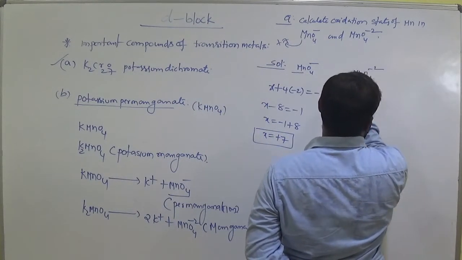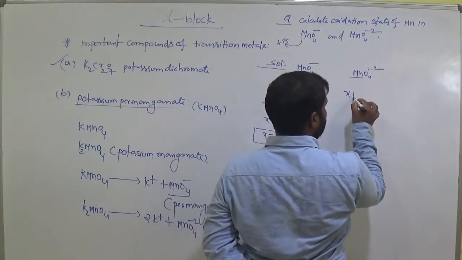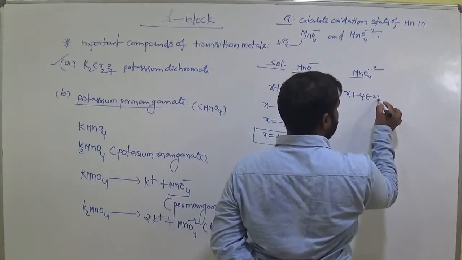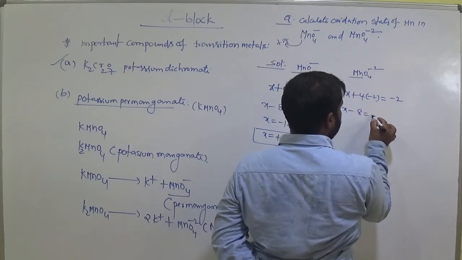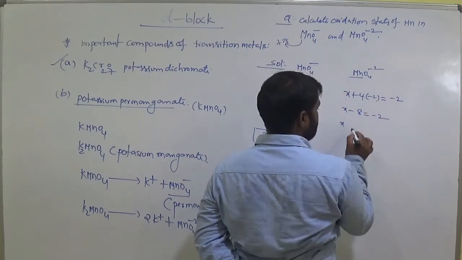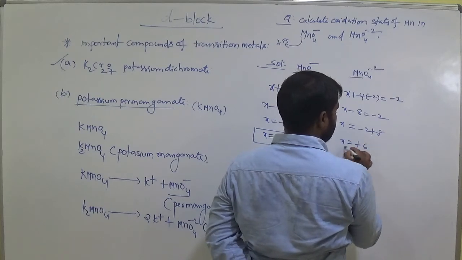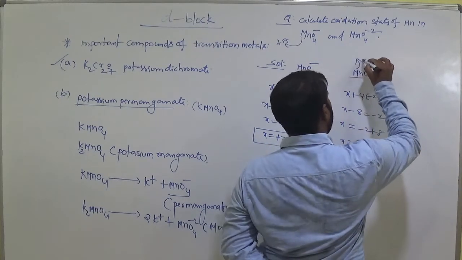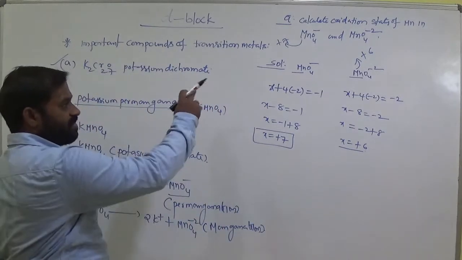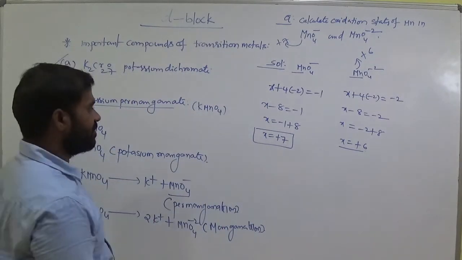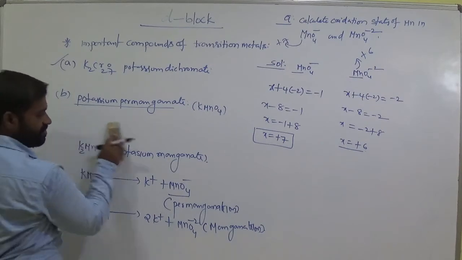And what about this one? MnO4 2-. How many manganese atoms do we have? Only one, taken as x, plus 4 into minus 2, net charge equals minus 2. x - 8 = -2, then x equals how much? Plus 6. Keep it in mind. What is the oxidation state of manganese in the manganate ion? So today we are going to discuss KMnO4.